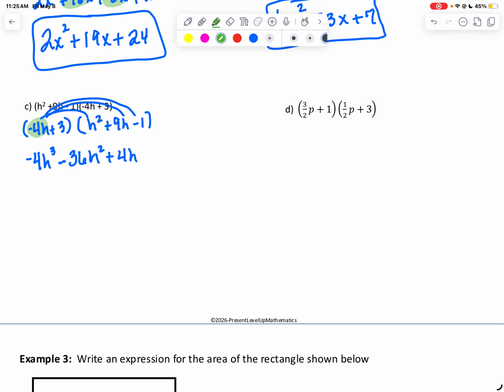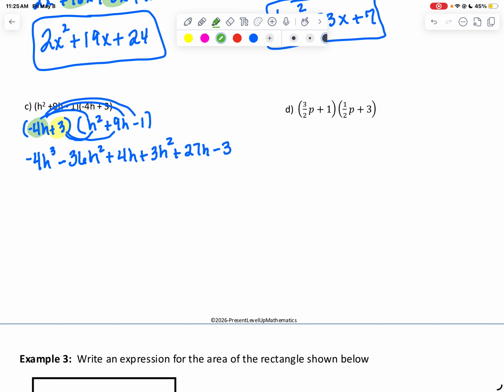Now I'm going to take the second term, the positive 3, and I'm going to multiply it by everything in that second parenthesis. So 3 times h squared is 3h squared. 3 times 9h is 27h. And then 3 times negative 1 is negative 3.